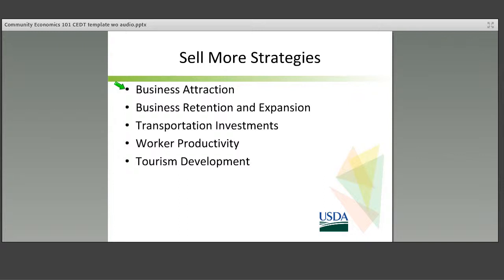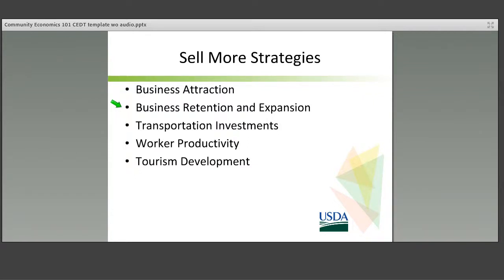So it's a strategy that has its attractiveness, but it also can divert resources from other strategies that may be more appropriate for the community. So I'm not saying don't do it. I'm just saying that it has to be realistic in terms of how you would implement that and what you expect out of it.